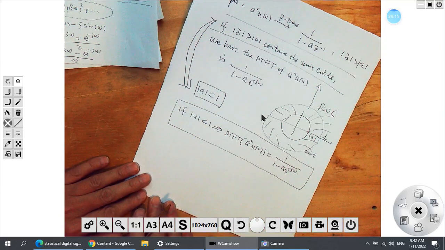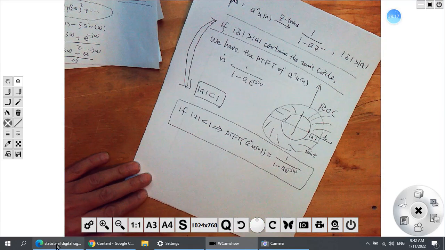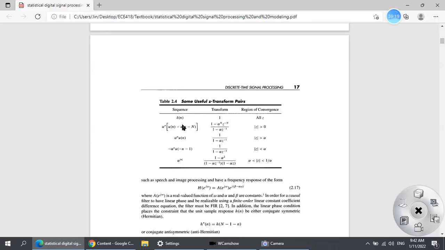And similarly, we have several signals, 1, 2, 3, 4, 5. We have five signals here. Each one has a different ROC, and you check. Only when the unit circle is a part of the ROC can you get the Fourier transform with the same formula, just replacing z by e to the j omega. So this is for the table. You can use this table to get both the Fourier transform and the z transform.